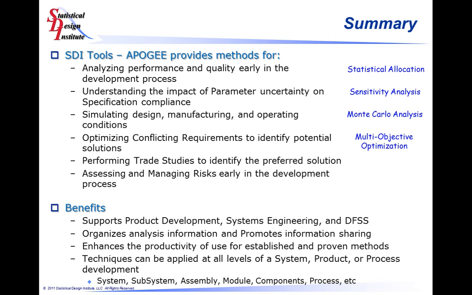So in summary, Apogee provides methods for analyzing performance and quality very early in your development process. We can start understanding the impact that parameter uncertainty will have on specification compliance for individual responses. Using these techniques, you can simulate a design, you could simulate a manufacturing process, you could simulate operating conditions within your design, and then you can assess that design against conflicting requirements in order to identify potential solutions that could optimize and overcome the conflicting requirements that you may be dealing with.